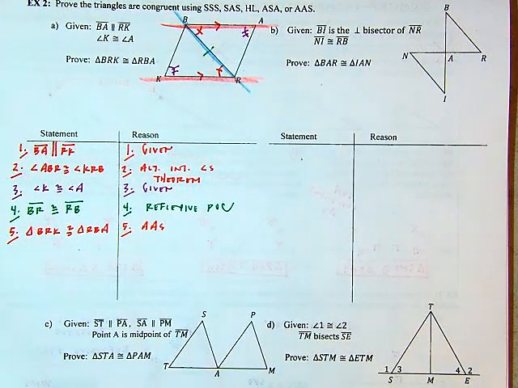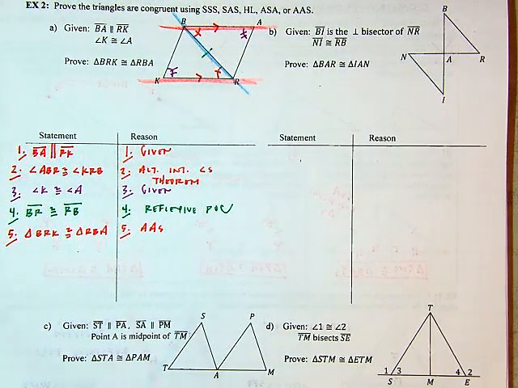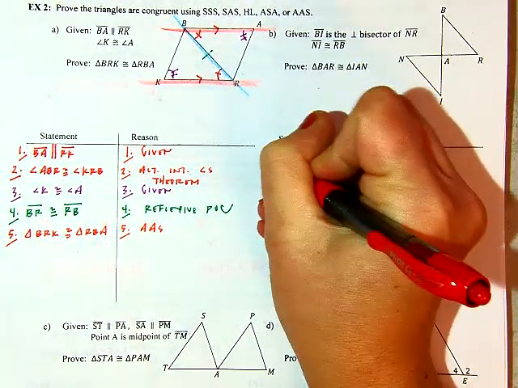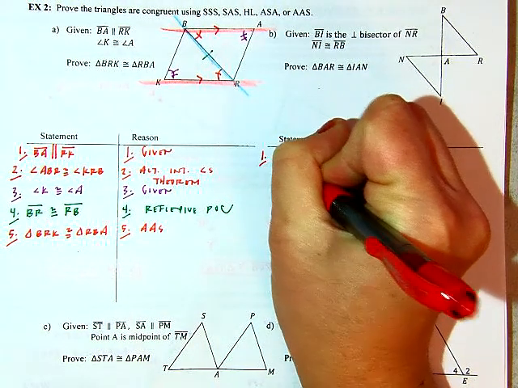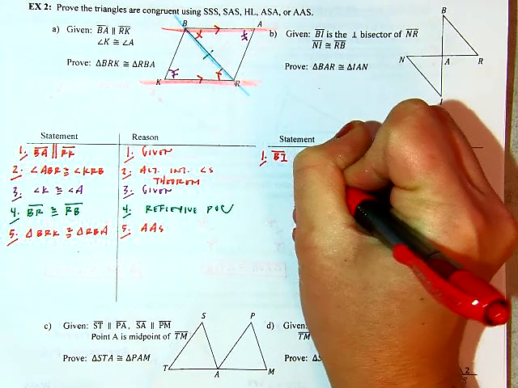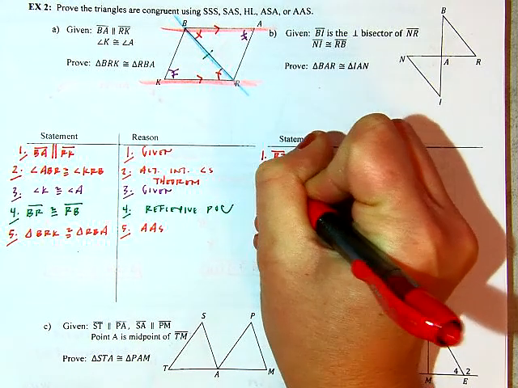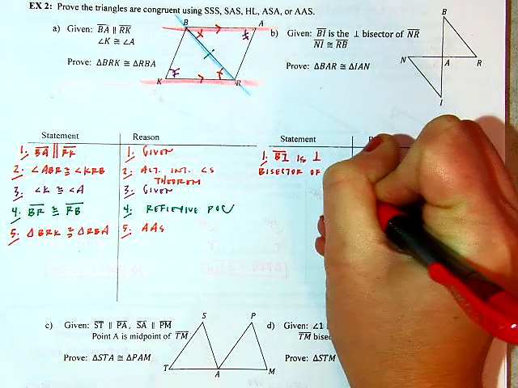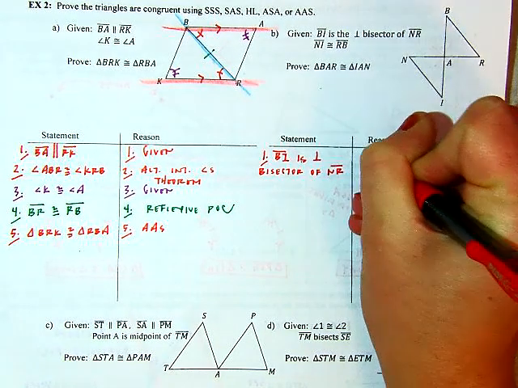All right, next one. So here I'm given that BI is the perpendicular bisector of NR, and I also know that NI is congruent to RB. So again, I'm going to start with that first given and see what I can build off of it. So BI is the perpendicular bisector of NR, given.